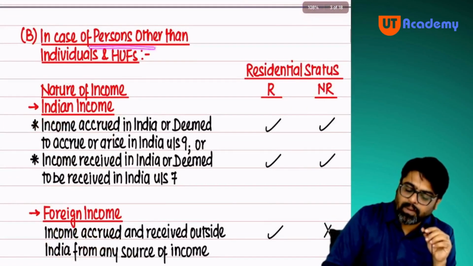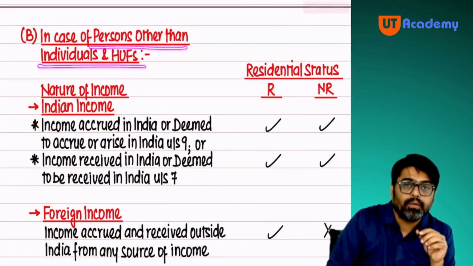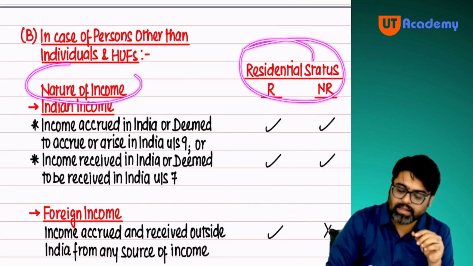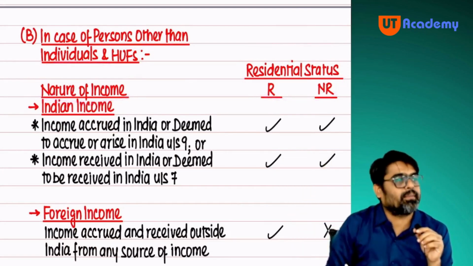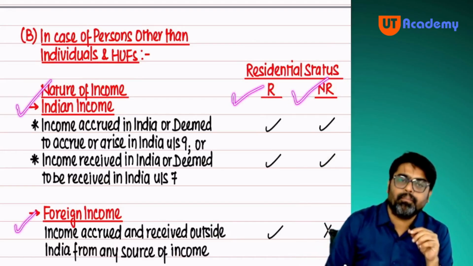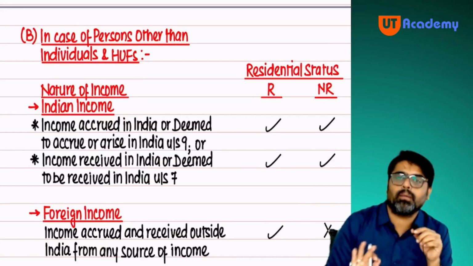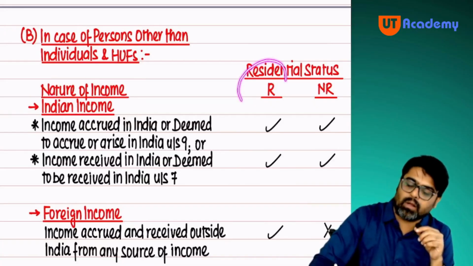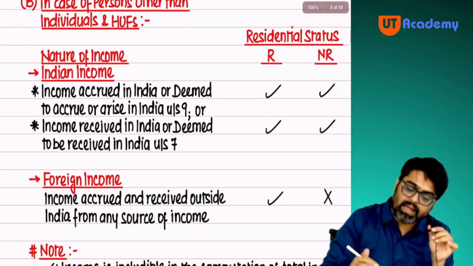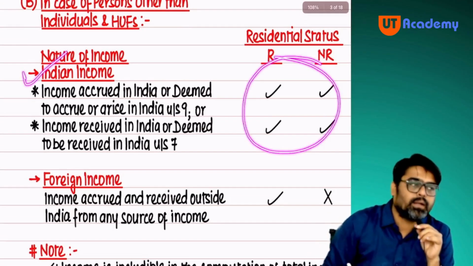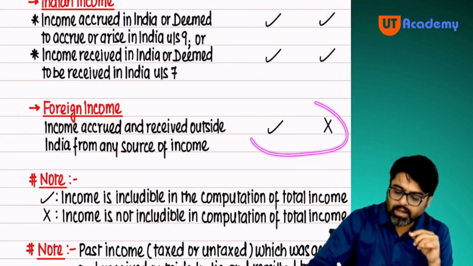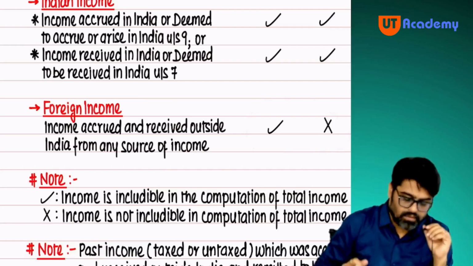Now, in case of persons other than individuals and HUF, their scope of total income depends on two things: their residential status, which can be resident or non-resident, and their income, which can also be Indian income or foreign income. All foreign incomes, A or B, will not make any difference because they are always ordinary. There is no concept of not ordinary resident for them. Yes or no? If they are earning Indian income, tick, tick. If they are earning foreign income, any foreign income, A or B, tick or cross. Done, sir? Now next one.